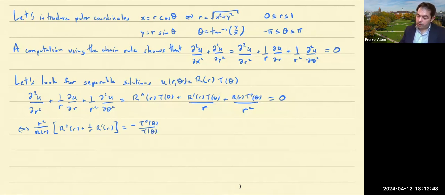And now when you do our usual analysis, we say that this side only depends on r, and this side only depends on theta. But if they're equal, that means neither one depends on anything. They're both equal to a constant. Let's call that constant lambda.